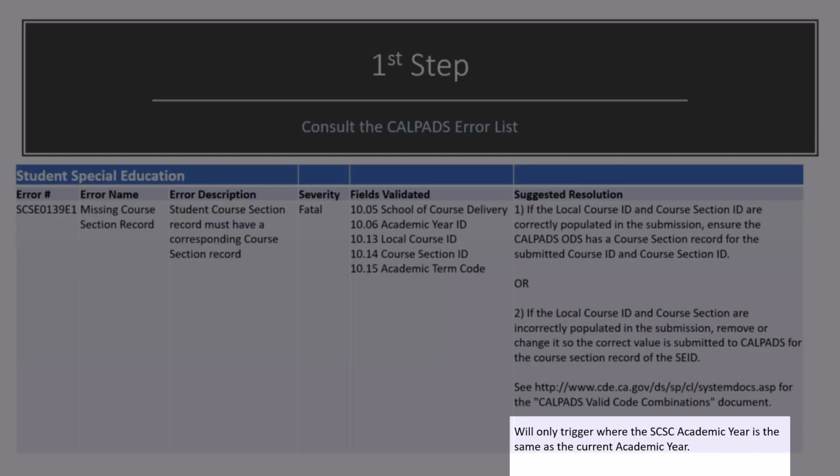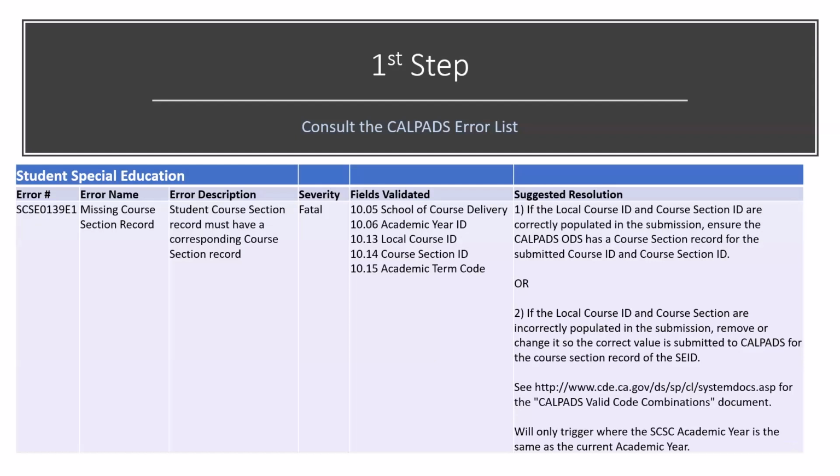And so at the very bottom, you see one last note. This error will only trigger where the student course section completion academic year is the same as the current academic year. So it does not trigger on historical data, only in the current year submission.